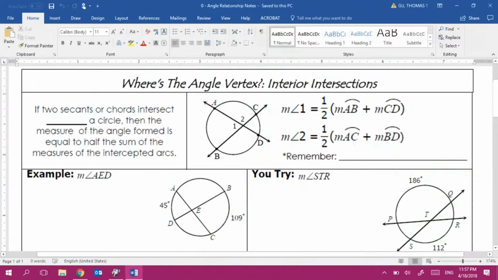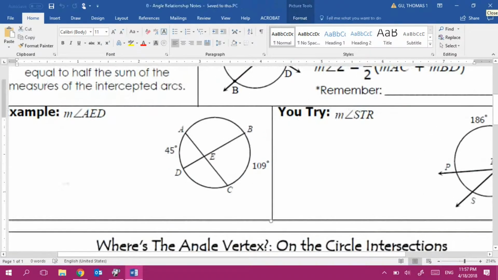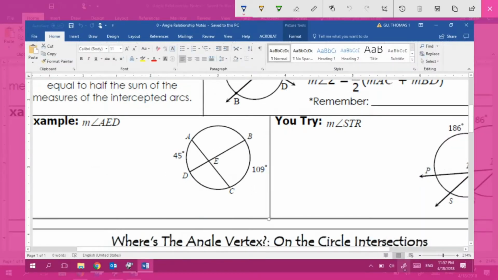So let's look at that in an example. My first example right here, AED. How would I do that? So I'm going to find the measure of angle AED. First, let's determine where that is. So AED, so from A to E to D. That's this angle right here. Let's draw our little slices. There's one piece of pizza. Where's my other one? Right across from it, it's going to be this one. All right? So, what's my formula?